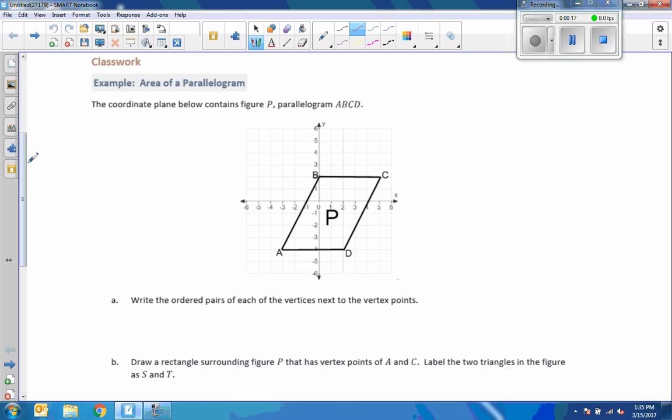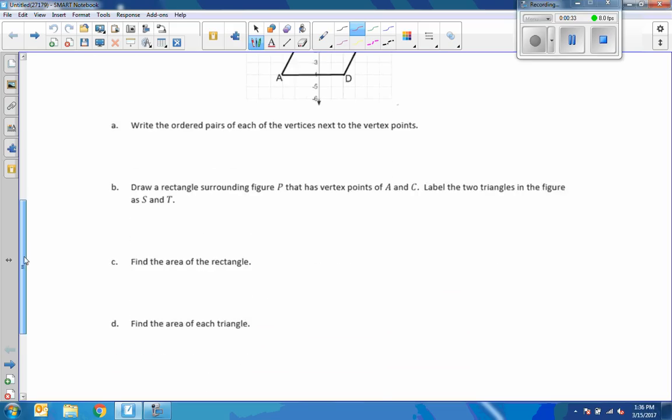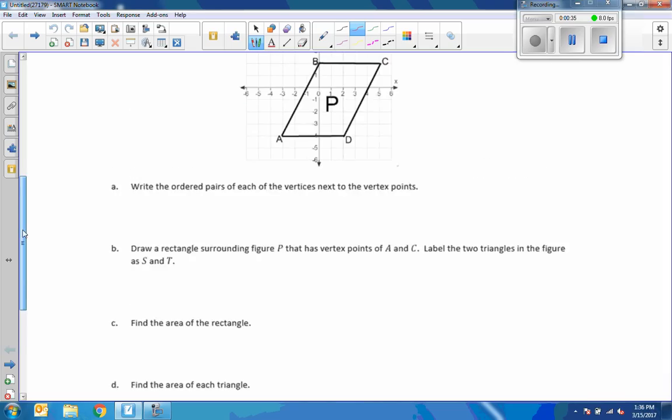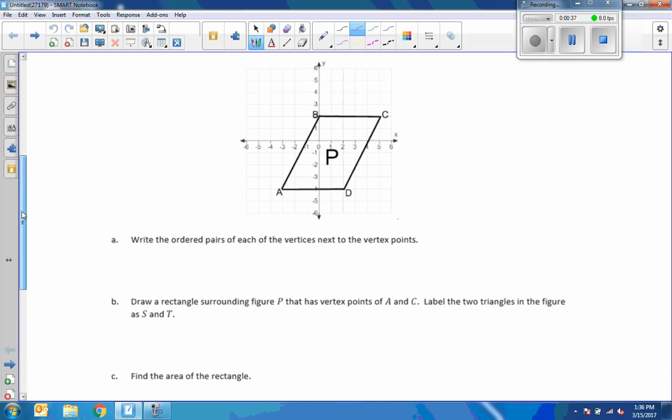Okay, so this is a classwork, and it's an example on area of a parallelogram. The coordinate plane below contains figure P, and it's parallelogram ABCD. Take a few moments to answer these questions, A, B, C, and D, about this diagram. Pause the video, come back and check your answers.